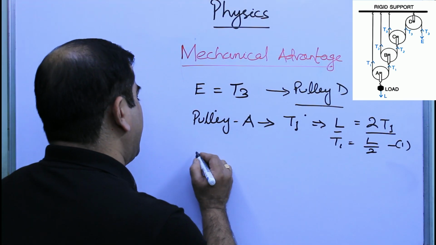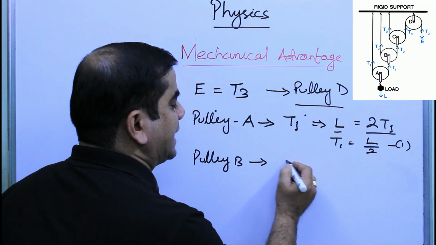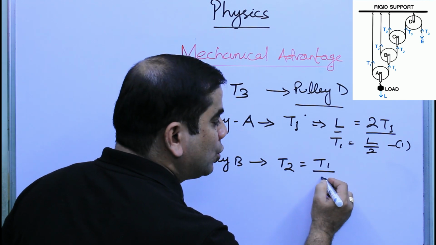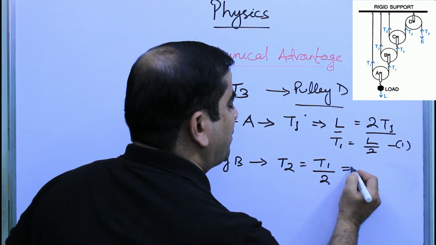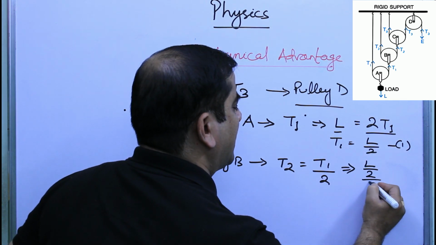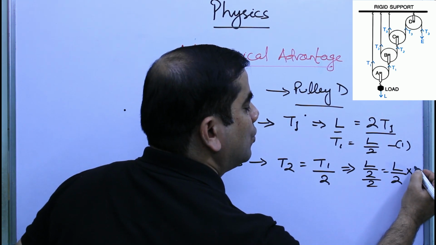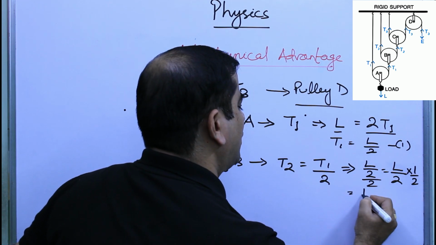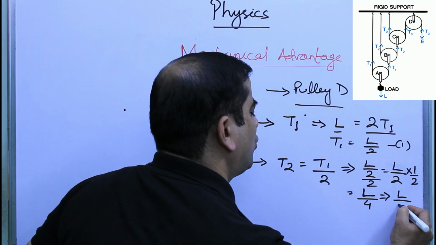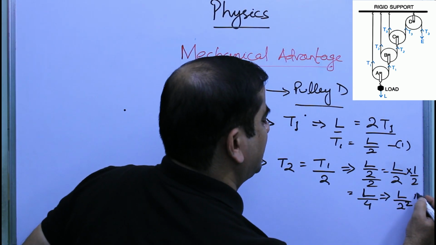Let us see what is happening at pulley B. Suppose the tension is T2, that should be equal to T1 by 2. If we put the value of T1 from equation 1, it is (L by 2) whole divided by 2, that is L by 2 into 1 by 2, which is equal to L by 4, or we write it for now as L by 2 square. Suppose this is equation 2.